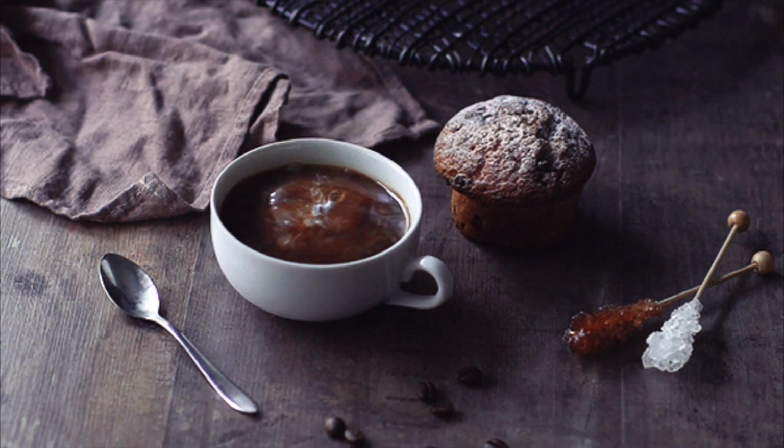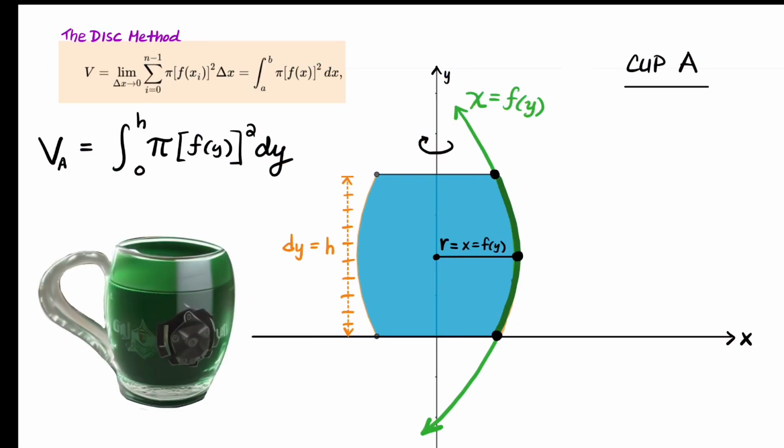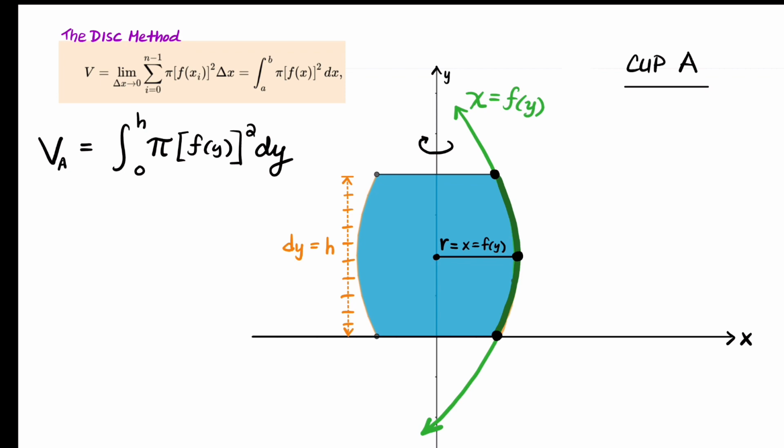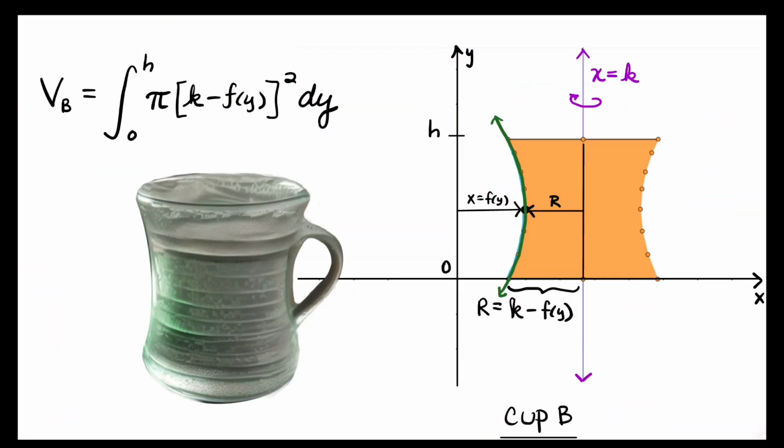Okay, so now that we have a basic overview of what we're doing here, let's examine the first cup a little closer. Volume A, cup A, will be given by the integral from 0 to h of pi f of y quantity squared dy. Cup B will be given by the integral from 0 to h of pi times k minus f of y quantity squared dy, and that is because our axis has been shifted away from the y-axis.